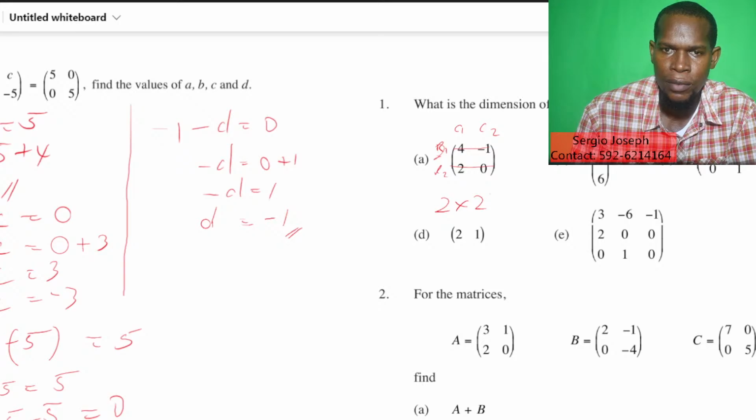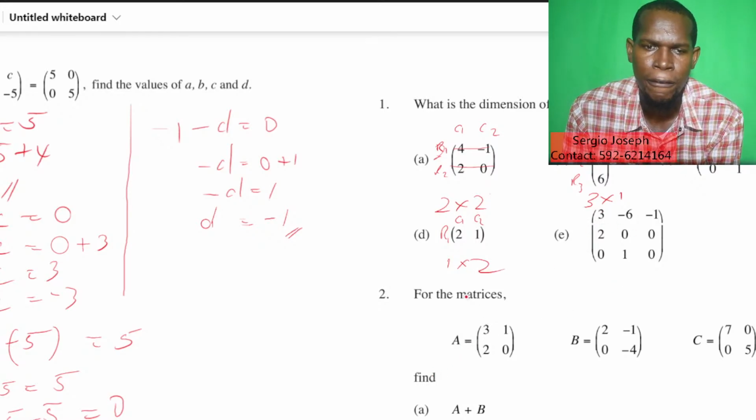How many rows? R1, R2, R3. How many columns? 1 column. So this is 3 by 1. I think you got the drift by then, so I can skip a few more. This one has 1 row. How many columns do we have? We have 2 columns. So this is a 1 by 2 matrix. And you can figure out the rest quickly for yourself.